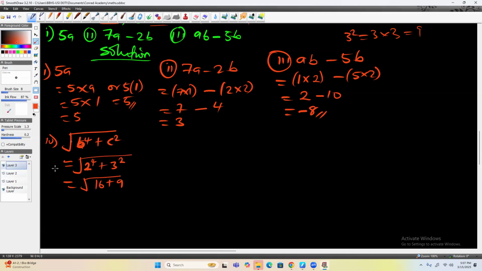Okay. So 16 plus 9 is 25, right? So the square root of 25 is 5, because 5 times 5 will give you what? 25. So that's how we get the square root. Okay, so this is a perfect square.